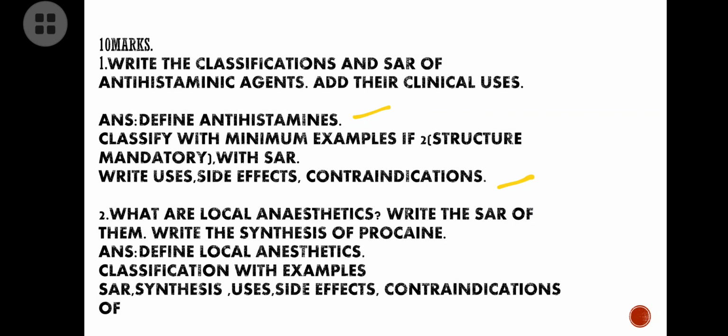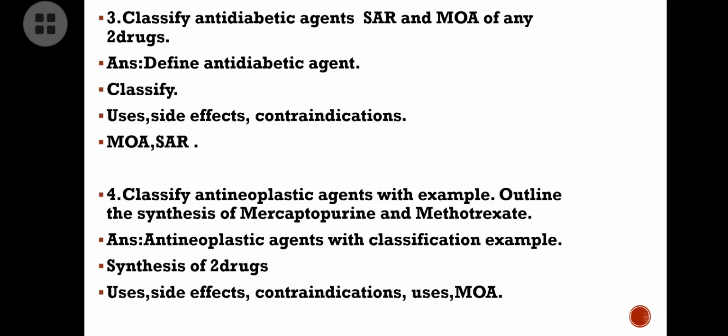Next one, what are local anesthetics? Write the SAR of local anesthetics and the synthesis of procaine. See, you have to define the local anesthetics, and classify with examples. Example structures are very essential in MC-2. Medicinal chemistry is full of structures, and you have to write SAR and synthesize any one drug. If they ask a particular synthesis, such as the synthesis of procaine, you write the synthesis of procaine. If they don't ask, remember, you can write the synthesis of any one. Okay, side effects, contraindications, mechanism of action for all.